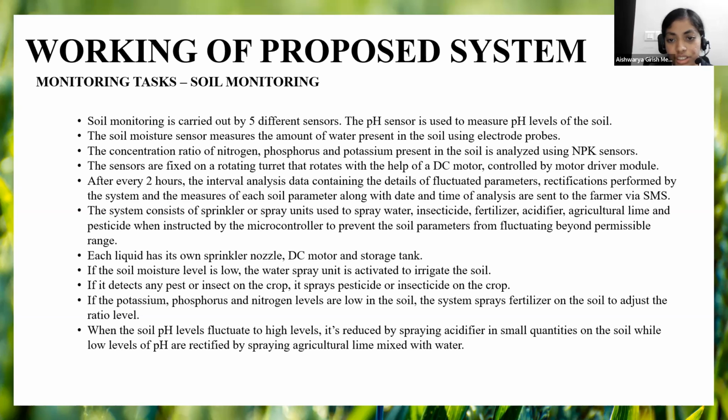And the system also uses several spraying units to spray liquids like water, insecticide, and fertilizer in accordance with the fluctuation in the soil parameters. So, for example, if the soil moisture level is low and the system detects this, it immediately starts the water spray to irrigate the crop.